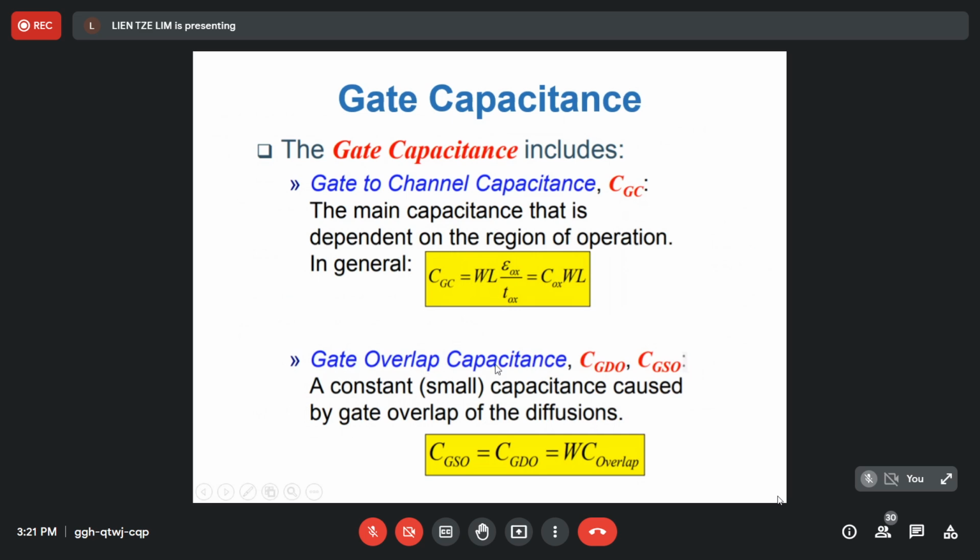The gate overlap capacitance refers to CGDO and CGSO. CGDO is defined as the gate-to-drain overlap capacitance, meaning from the gate to the drain. And this is the gate-to-source capacitance. These two capacitances, as already mentioned just now, are part of the gate capacitance or input capacitance.